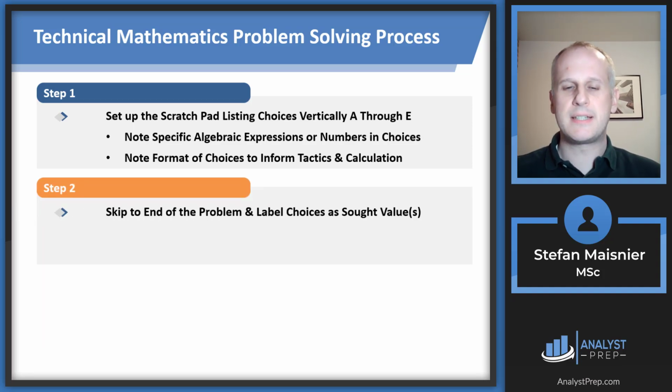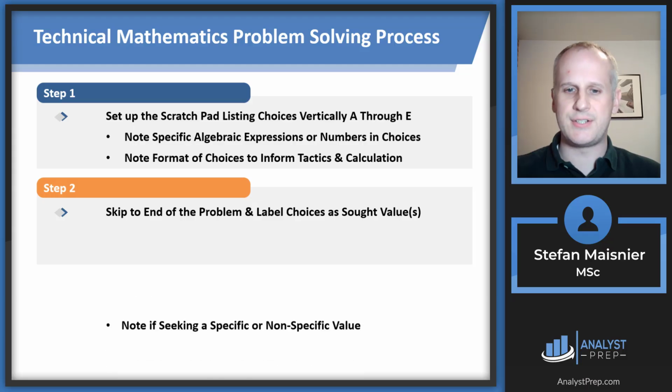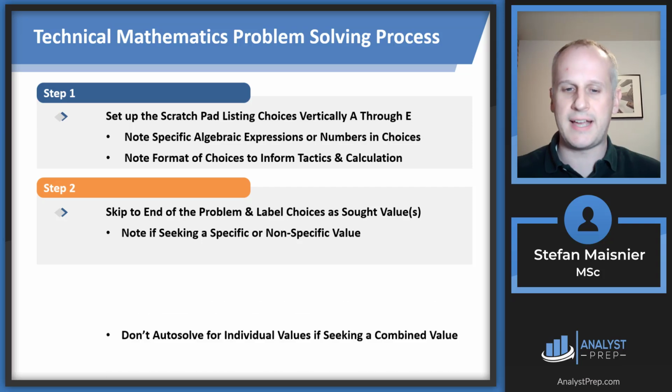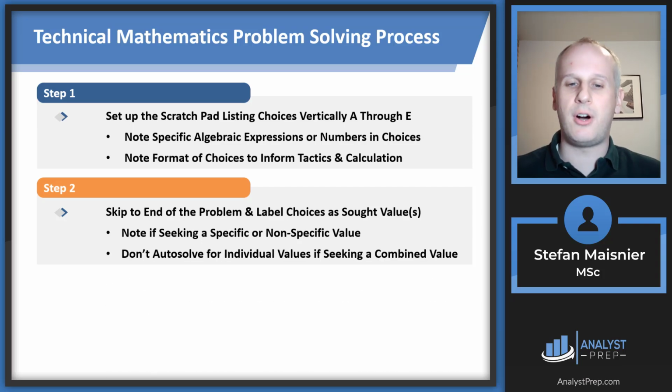Then step 2, skip to the end of the problem, label the choices as the sought values. Note if you're seeking a specific or non-specific value, because that can also help you determine whether you want to use technical mathematics as an approach. Because if you're looking for a non-specific value, if it's algebraic, I might want to manipulate for it. If it's a range or something that isn't exactly one arithmetic or algebraic expression, I may prefer logical estimation or another alternative tactic. And you also want to avoid auto-solving for individual values if you're seeking a combined value.